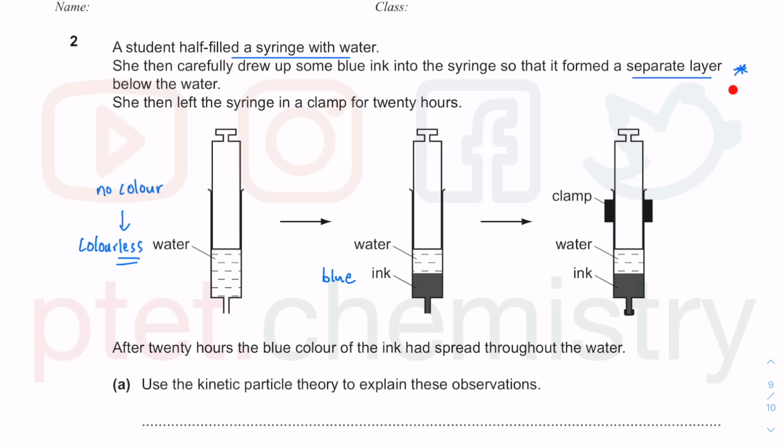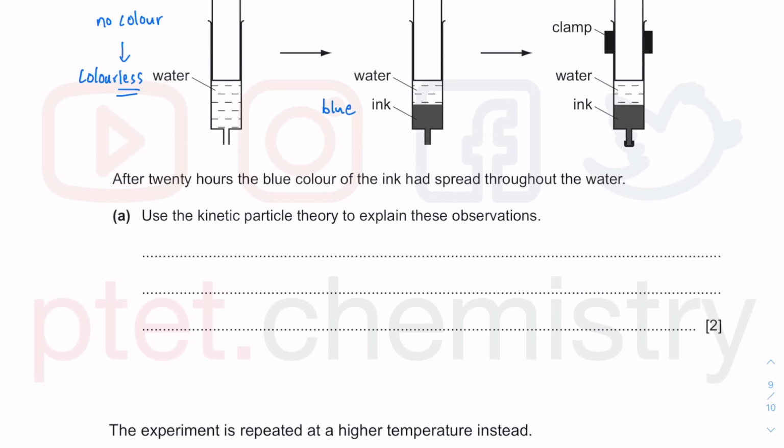Whatever you do when you read questions, you circle, you underline so that you could see in the question. Do not have a habit of just reading and doing. Instead, you read, you circle, you underline, and then you read again so that you understand what the question wants you to do. You left the syringe for 20 hours, so you do not mix them together. But still, after 20 hours, you will have uniform concentration throughout because the ink will have moved throughout. So the blue color spread throughout. Use kinetic particle theory. What happened to the particles to explain these observations?